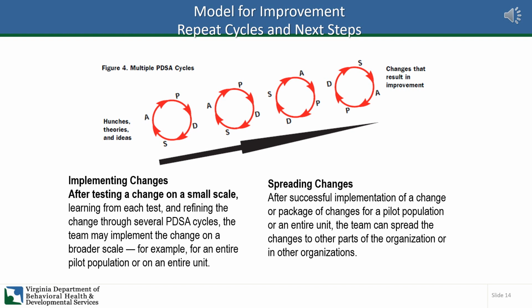After you successfully implemented your change or a packet of changes for a pilot population, you've tried it out, the team can spread the changes to other parts of the organization or in other organizations. Say, for example, you have a network of group homes or locations for your service. If you figured out how to improve wait times or scheduling in one location, after testing it out and learning what worked and didn't work, then you can spread that change to your other locations.